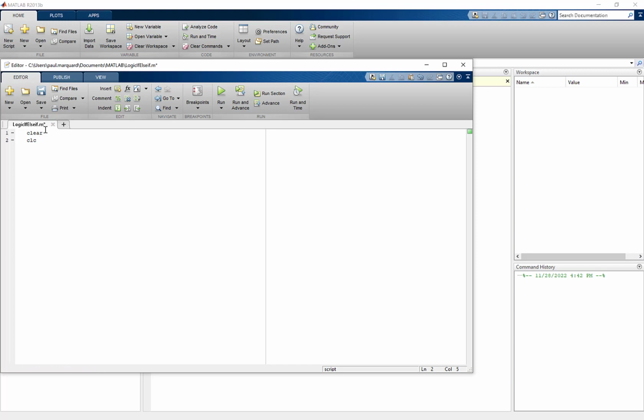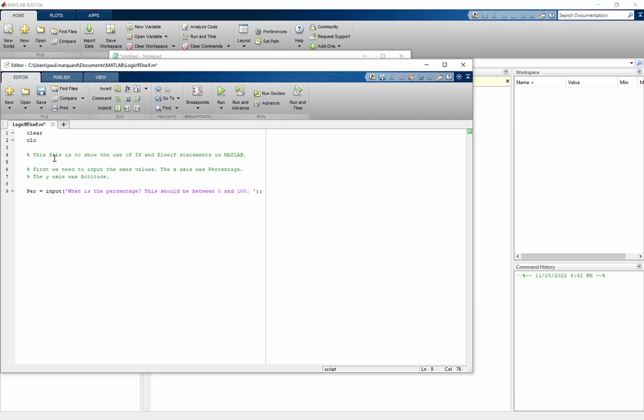I've started this new file, the logic if, else if, and like I do with a lot of my files, I start with clear and clc. And then I want to begin to put in some commentary. The comments are going to tell me what this function is going to do so that if I look at it later on, I have some idea of what's going on. I've got a comment in there showing that this file is to show the use of the if and else if statements in Matlab.